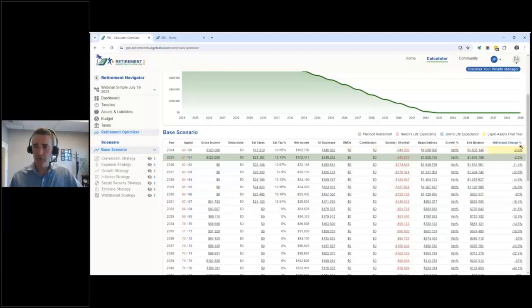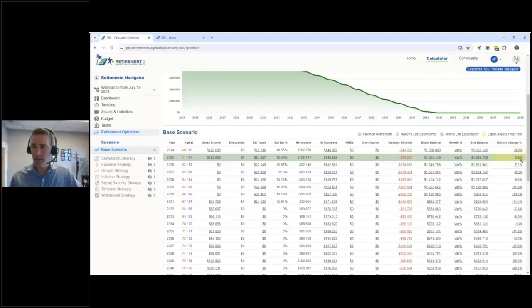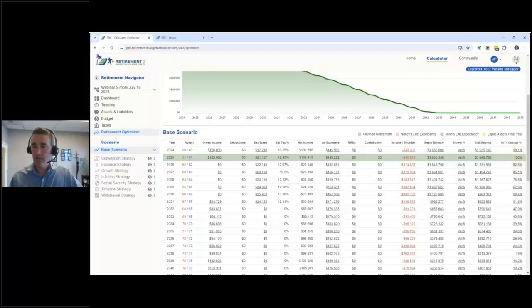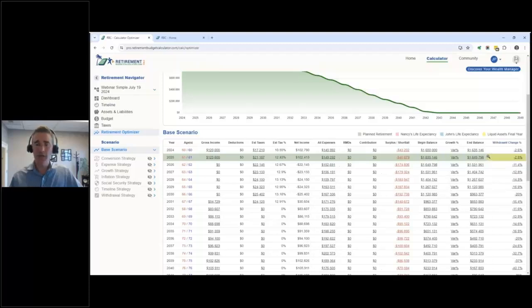And then of course we show the withdrawal change percentage. Over here, you can click on some additional options. If you want to see the balance change percentage or the year over year change percentage, you can enter that information. But most people, as they're heading into retirement, want to know what their withdrawal rate is. And so that's how you access that information.